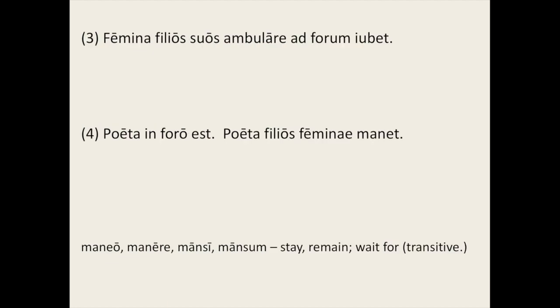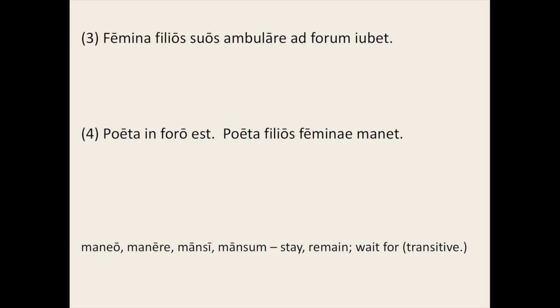Here are two more sentences. 3. Femina filios suos ambulare ad forum iubet. 4. Poeta in foro est, poeta filios feminae manet. Maneo is another second conjugation verb meaning to stay, remain, or wait for. As we have a direct object, filios, the children in this case, manet is transitive and means waits for.